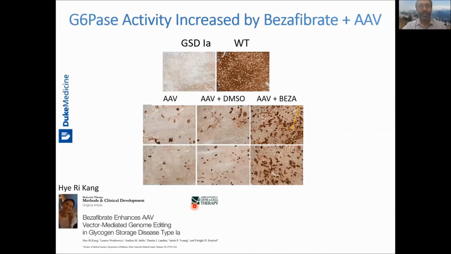So this is a comparison with and without bezafibrate, and we're staining for G6Pase, and we saw a very, very nice improvement here in the staining in the liver, also associated with lower glycogen. And this kind of secondary, combination treatment can really improve the effect of genome editing. This was led by Hai Kang, who was a postdoc in the laboratory.